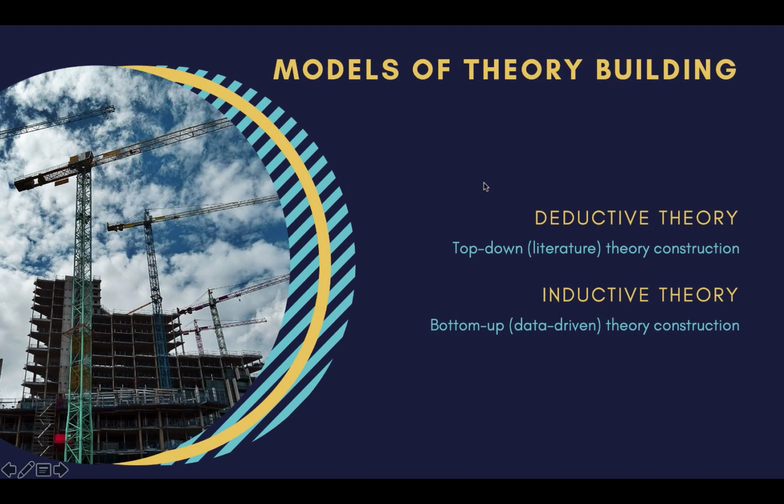We can build theory in various ways. We have deductive versus inductive theory. Deductive really starts with the literature. What does the literature say about the relationship between age and political affiliation? A deductive model starts with literature, using their theories, and then applies it to data.